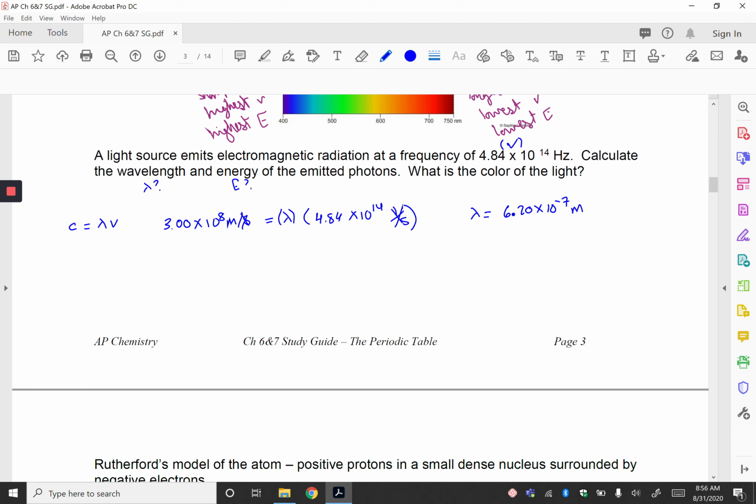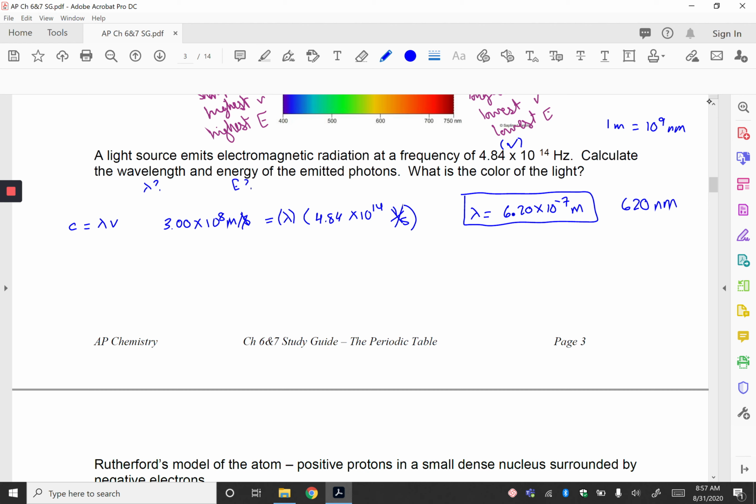Again, I end up with meters here. If I wanted to change it to nanometers, which it doesn't ask me, but sometimes it might ask to report in a certain unit, you do need to know the conversion between meters and nanometers. So 1 meter is 10 to the 9th nanometers. Nano is 9. So this would be 620 nanometers. Again, you don't have to report it in nanometers, but just so you know the conversion.